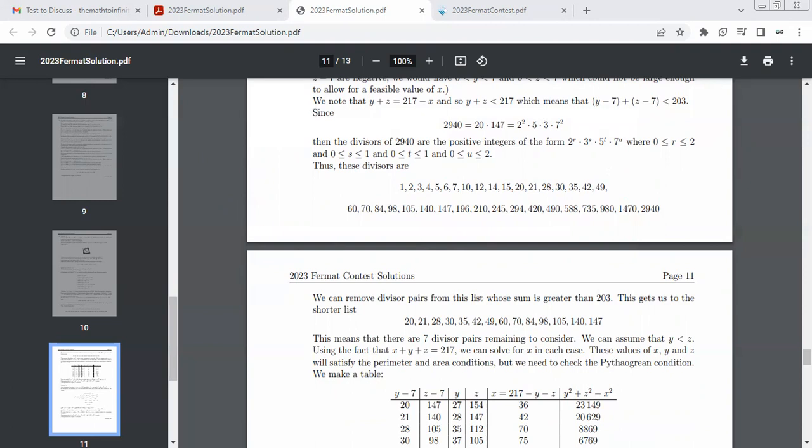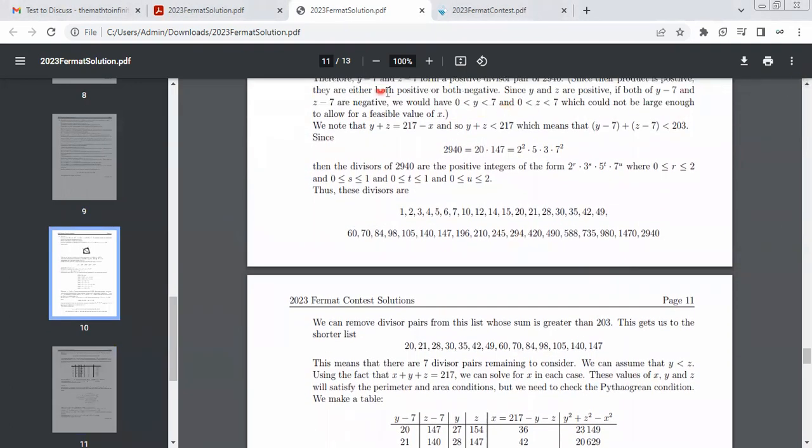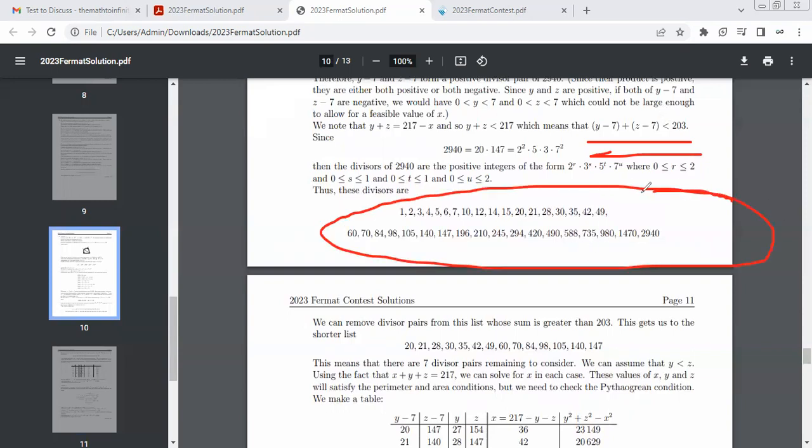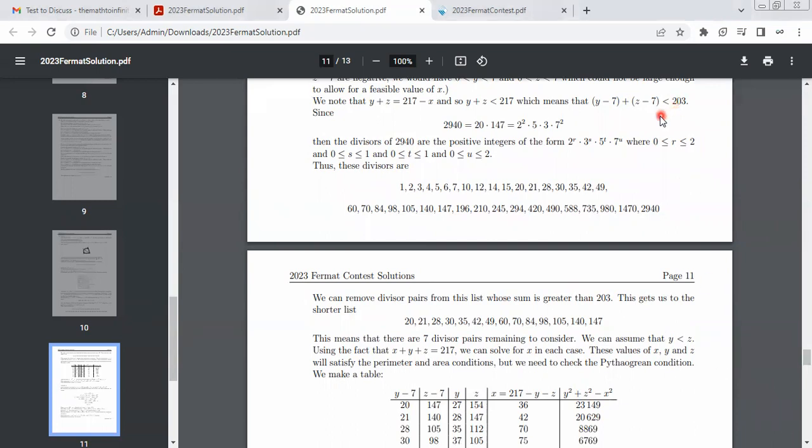All right. So now we are just going to check the condition. So look at the condition. In the condition, we do have y minus 7 plus z minus 7 should be lesser than 203. So we just have to substitute and see whether it suits this condition. So when you check, it's supposed to be lesser than 203. So obviously, you can omit all of them. Is it clear, Shana? Yeah.